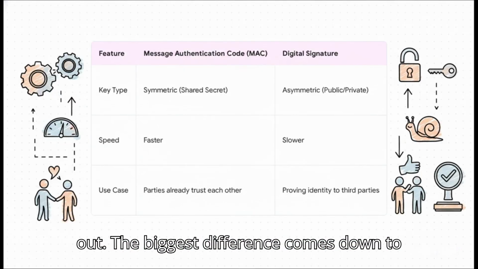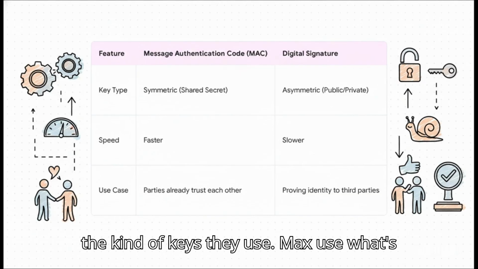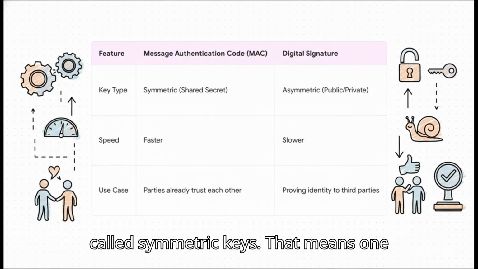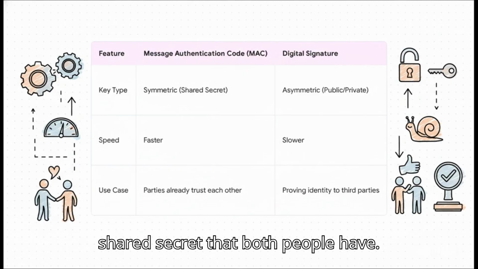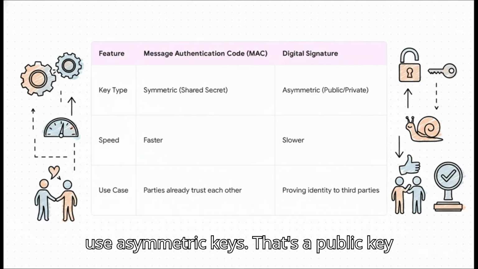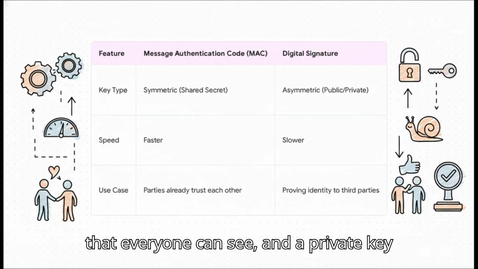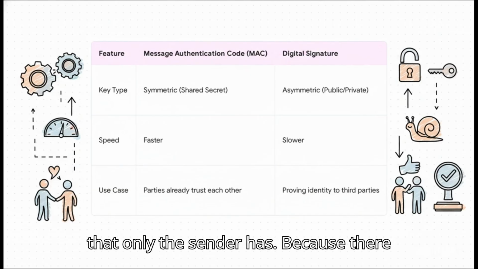The biggest difference comes down to the kind of keys they use. MACs use what's called symmetric keys. That means one shared secret that both people have. Digital signatures, on the other hand, use asymmetric keys. That's a public key that everyone can see and a private key that only the sender has.